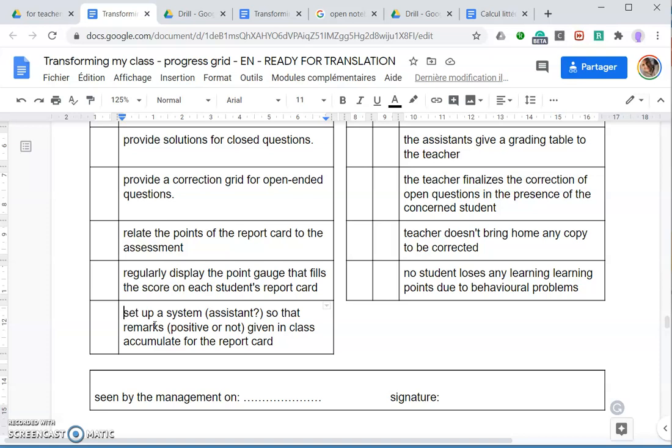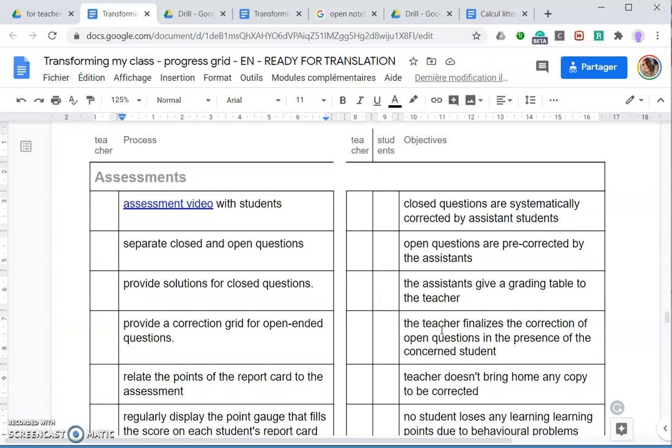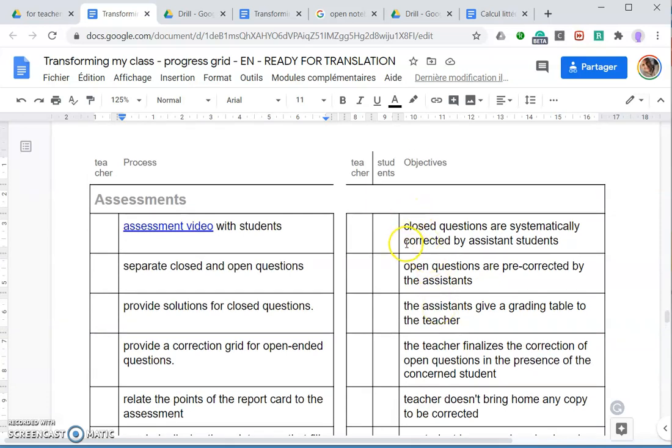I need to accumulate that remark in written form for the report card, and that's where your assistant can help. You ask the assistant, "Oh, can you note for this student in some document that you share with me the date and that I think his notebook is very clean and nice." So at the end, when you produce the report card, even if the points are very low, you have a few positive remarks that you can display, that you can write.